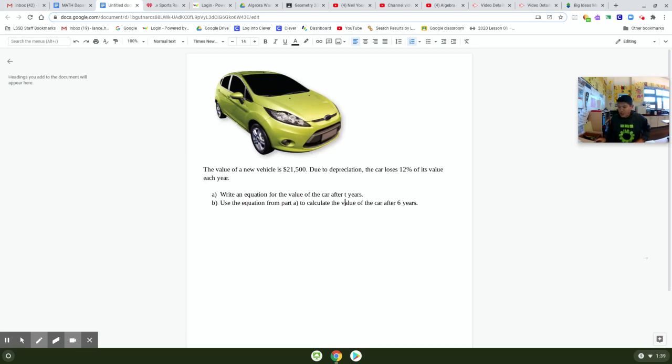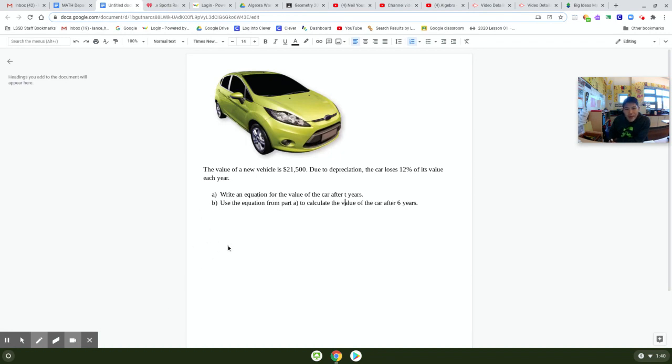Okay, so now we'll take a look at an example using exponential decay. And here's the information that's given. The value of a new vehicle is $21,500. And then usually what happens for almost every single vehicle, there's what's called depreciation. Every year or every so often, the car goes down in value for various reasons, age, mileage, and so on. In this case, due to depreciation, the car loses 12% of its value each year.